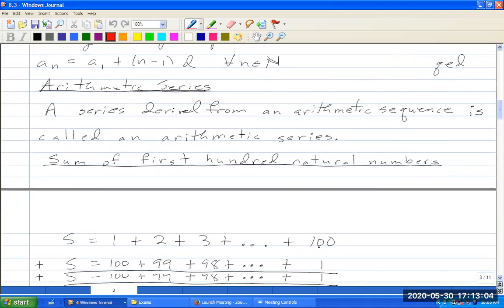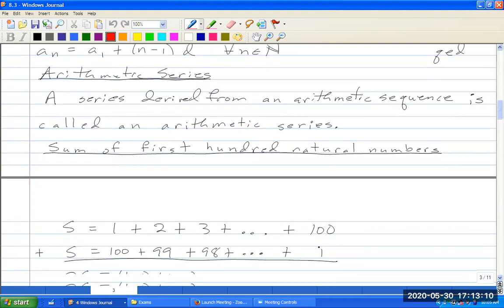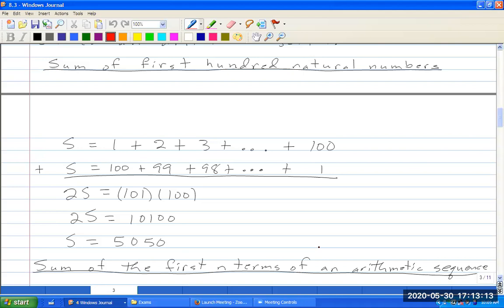So when Carl Friedrich Gauss was 9 years old, his instructor in class asked their students to do the following problem. Add 1 plus 2 up to 100. And thinking that this would take students forever, Carl Friedrich Gauss immediately answered 5,050. So let's figure out how he did that.